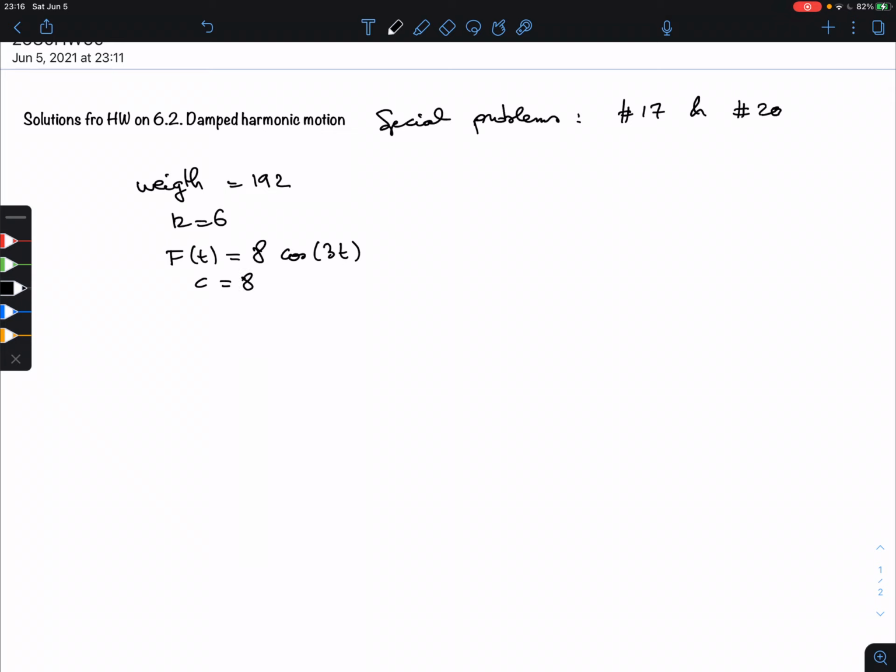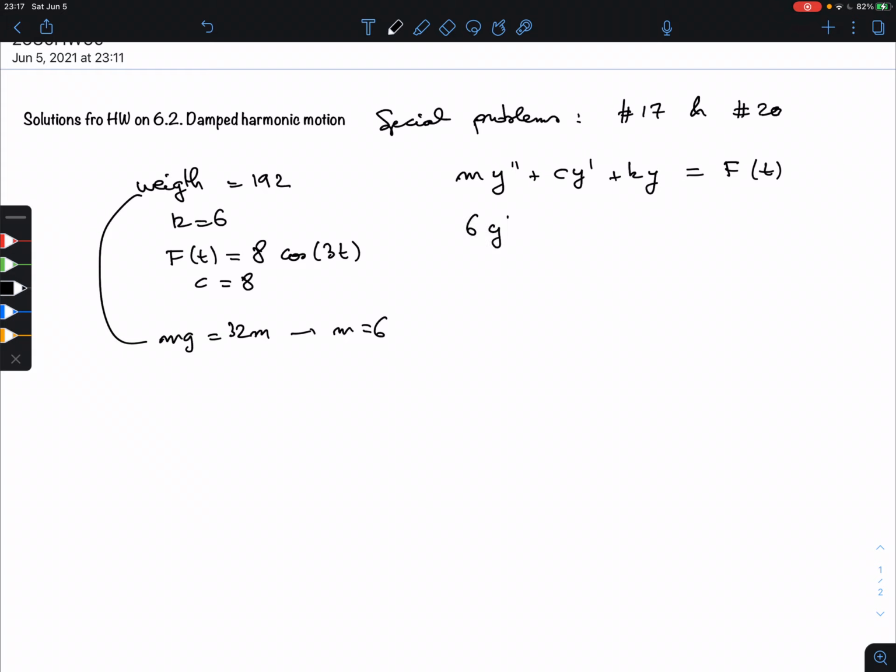Okay, so we can write down the general spring equation. And so let's figure everything in. First of all, we don't have m yet, so we have to calculate m. We know that weight is equal to mg, so 192 is equal to 32m, and therefore m is equal to 6. Okay, so we get 6y double prime plus c was 8y prime plus k was 6y equals 8 cosine 3t.